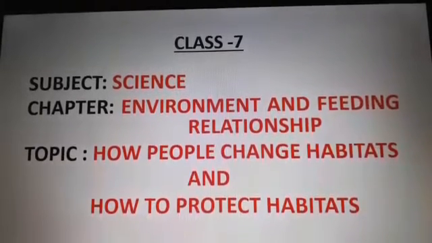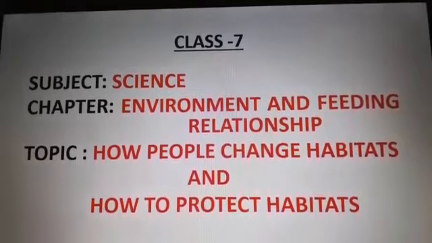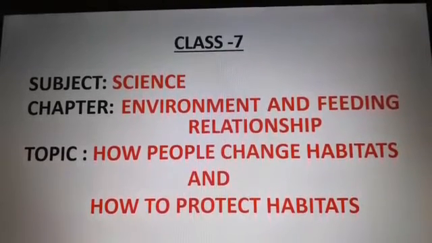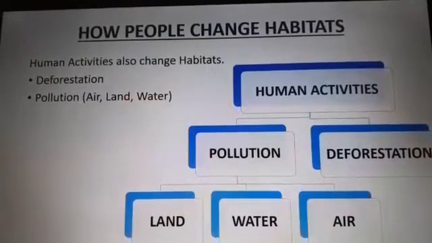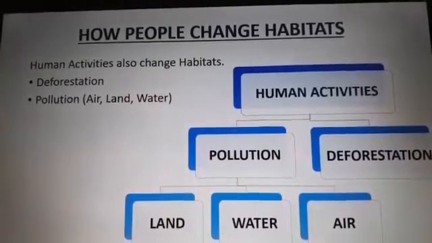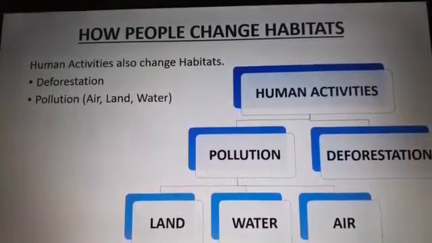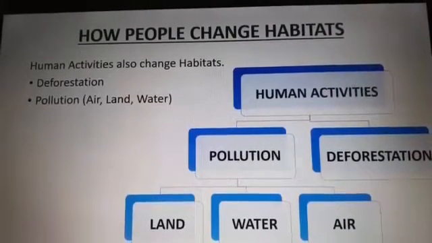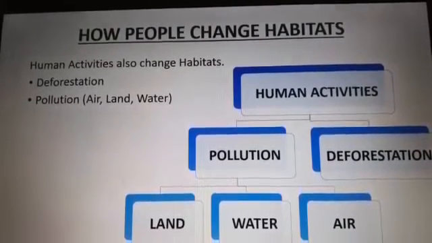Good morning, class 7. The topic which we are going to study is how people change habitats and how to protect habitats from the chapter Environment and Feeding Relationship. How people change habitats: there are certain human activities that can change the habitat of living organisms. The activities are deforestation and pollution.